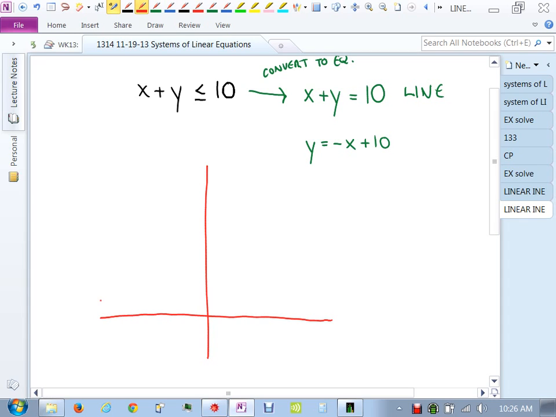It has a y-intercept of 10 and a slope of what? Negative 1, which means down 1 to the right 1, down 1 to the right 1, down 1 to the right 1. So it would basically look like this.